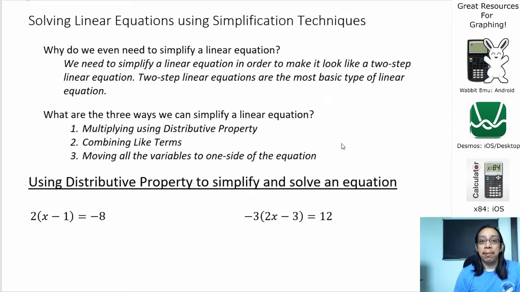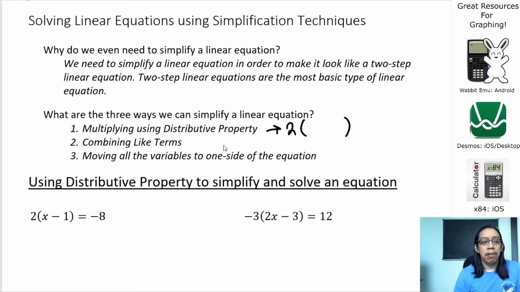So what are the ways that we can simplify a linear equation? Well, there are actually three techniques in our tool bag. The first technique is multiplying using the distributive property. Basically, anytime you have a number on the outside of any pair of parentheses, take that number and multiply it to the stuff on the inside. And keep in mind, anytime you're multiplying negatives with negatives, negatives with positives, stuff like that.